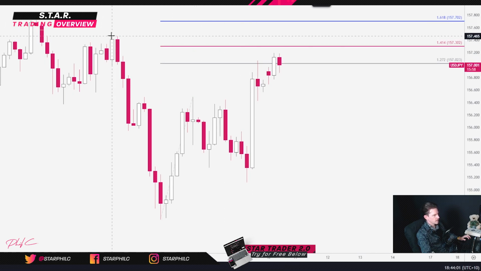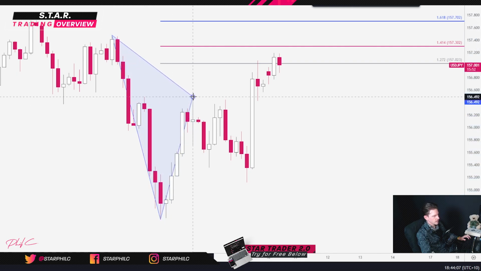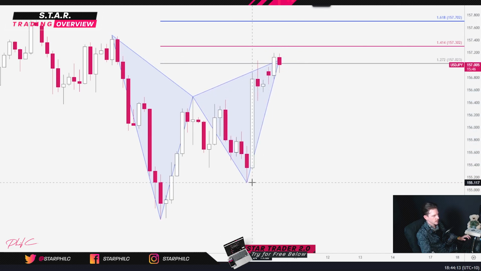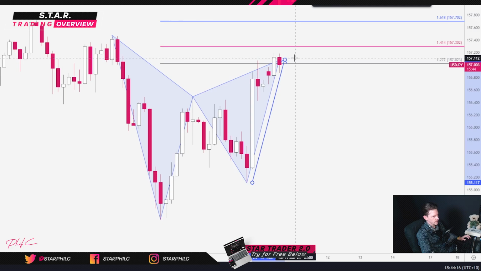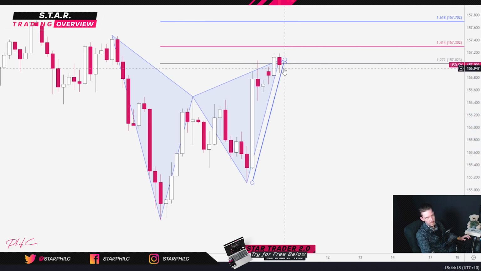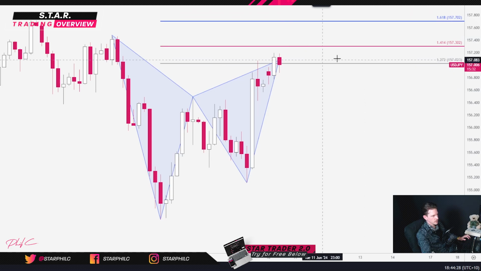right now. So let's grab our triangle tool, X to A to B, B to C, and C to D right there. So as price action comes up into our 127, we have a valid sell opportunity in the form of a Gartley pattern. Now, our stops are right above. So our entry was just above the 127 here.